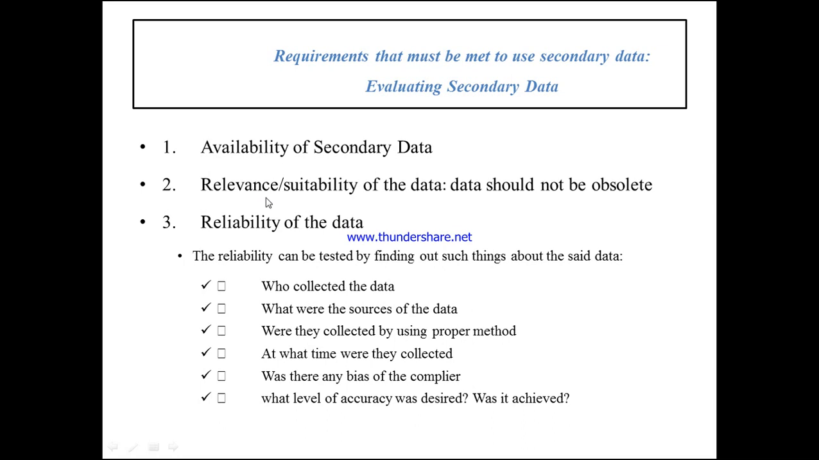It should be relevant. And we need to consider the reliability of the data. Whether the data is reliable or not, we need to check. Who collected the data? What were the sources of the data? Were they collected by using proper method? At what time were they collected? Was there any bias on the compiler? And what level of accuracy was desired? Was it achieved? All of these questions should be answered in order to clearly know about the reliability of the secondary data.